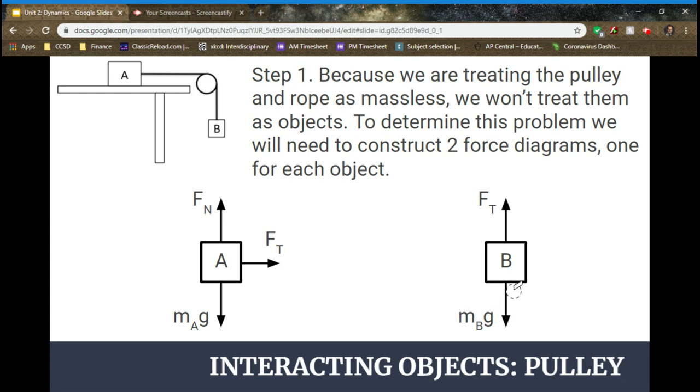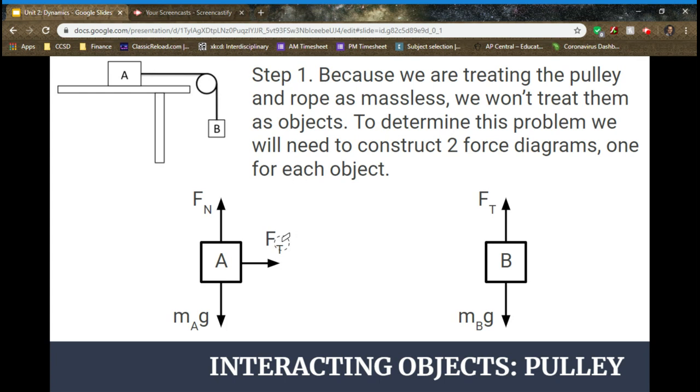So block B, gravity's pulling down, tension's pulling up, all right? Block A, gravity's pulling down, normal force is going up, and tension is going to the right. I have labeled the force of tension the same. If you remember our conditions, we said that the tension on either side of the pulley will be the same as long as those certain conditions are met, which they are.